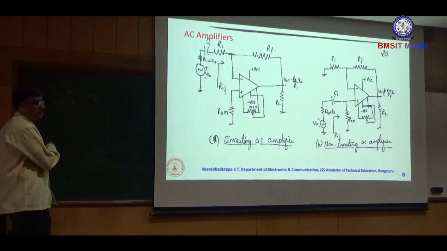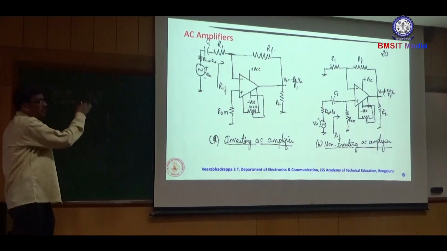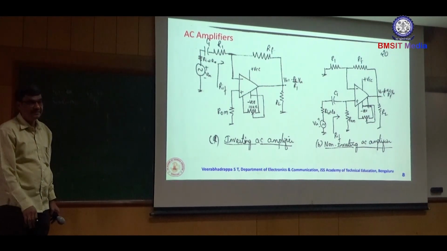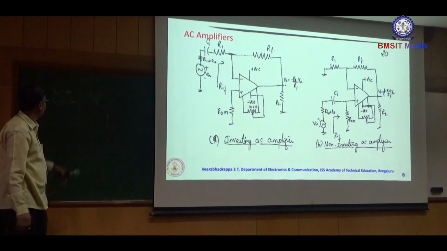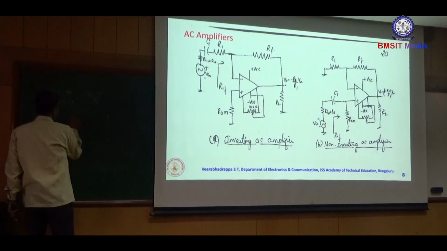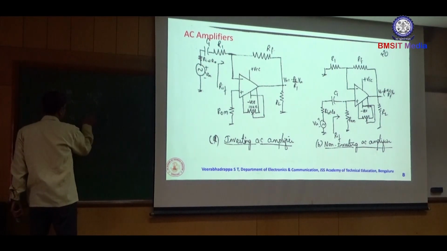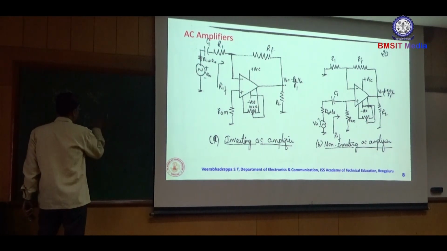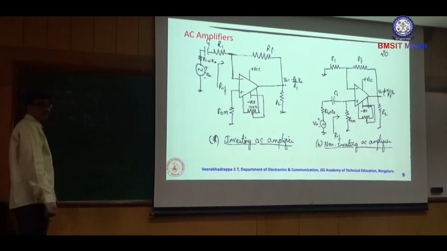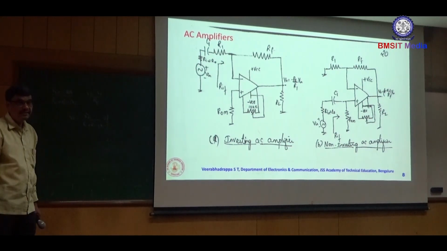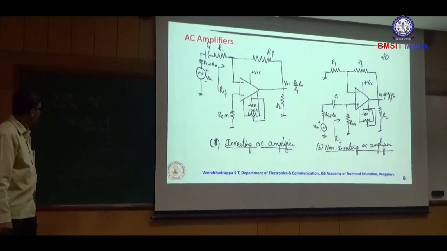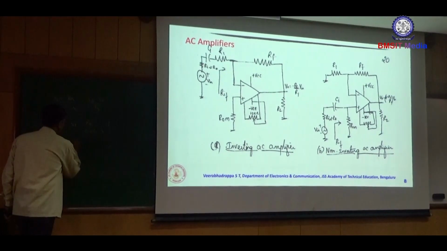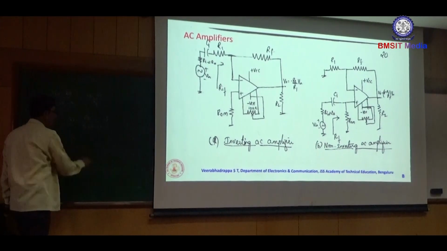So I am assuming that the input is the current I1, and IF is the output current. Then VA is equal to 0. Therefore, V0 is equal to Rf divided by Ri plus R1 plus j minus jXC into VA. Directly we can rewrite. For this, what is V0 by Vi? It is the output gain.